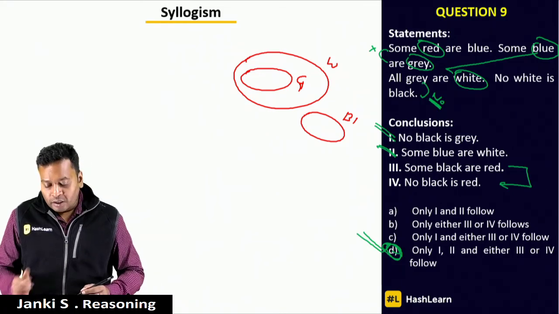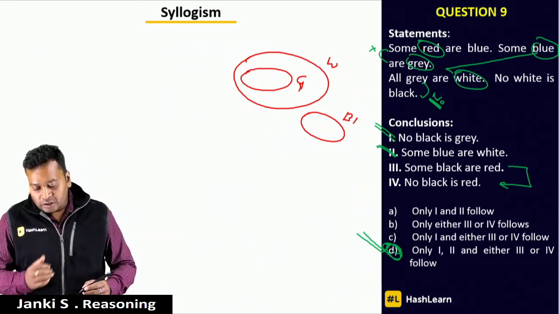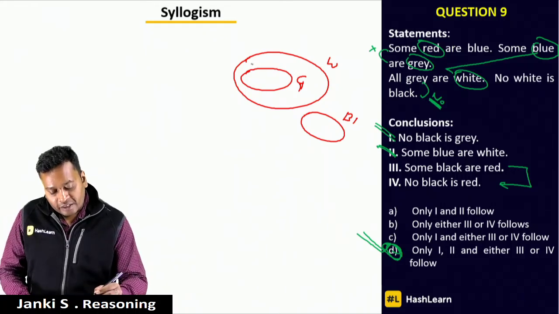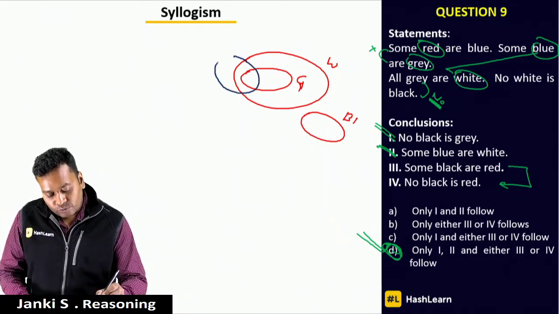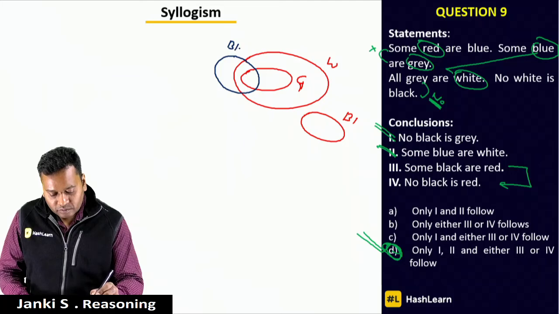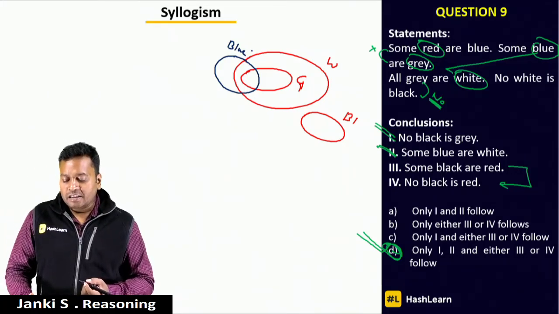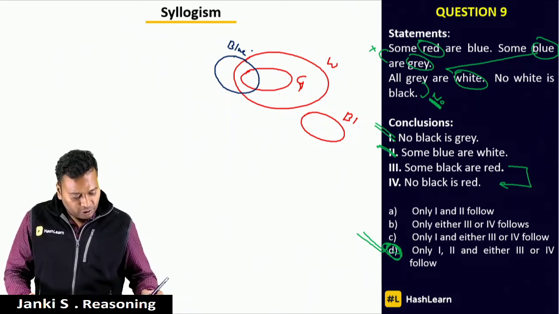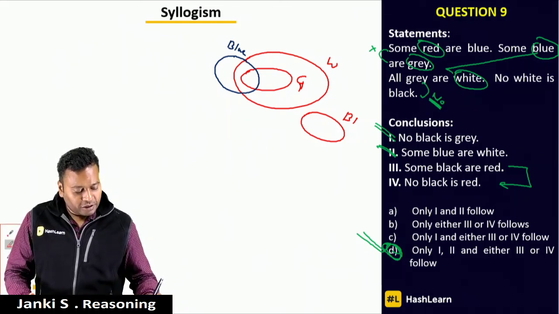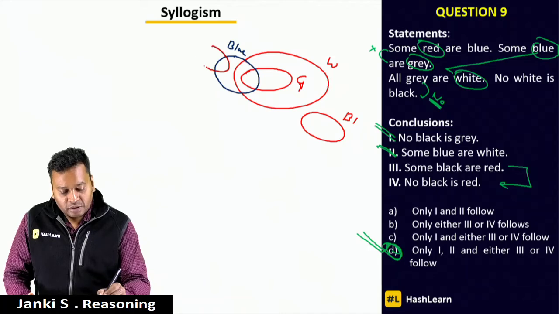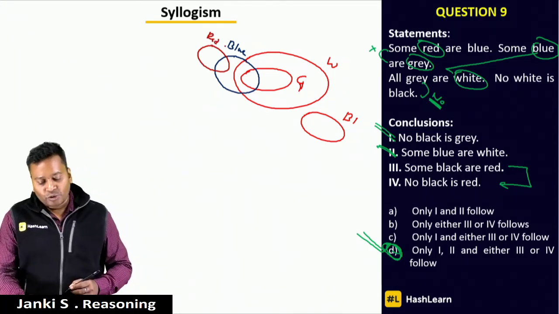So now next is nothing but some blue are gray, right? So some blue are gray and some red are blue, right? So let's use red for red also. Some red are blue, right? So ये conditions हो गया.